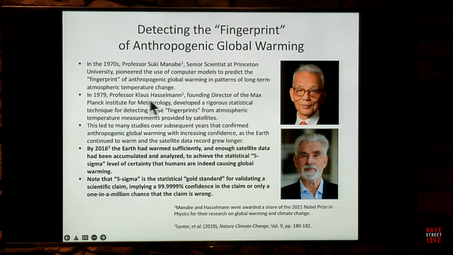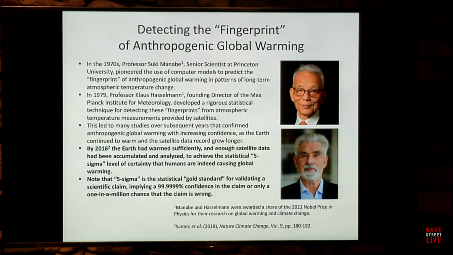In '79, this gentleman here, Professor Klaus Hasselmann, founding director of the Max Planck Institute for Meteorology in Germany, developed a rigorous statistical technique for detecting these fingerprints from atmospheric temperature measurements provided by satellites. And the work of these two guys led to many, many studies by a number of researchers over subsequent years, that confirmed anthropogenic global warming with increasing confidence as the Earth continued to warm, as that signal we looked at before became larger, and also as the satellite data record grew longer.